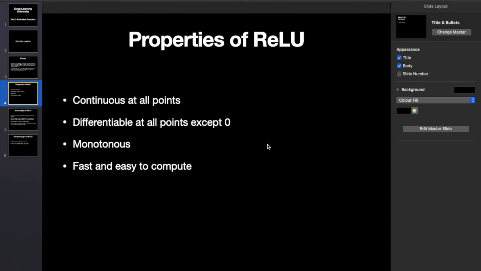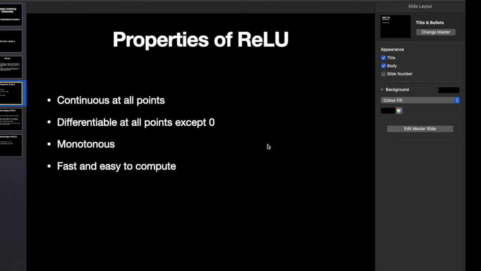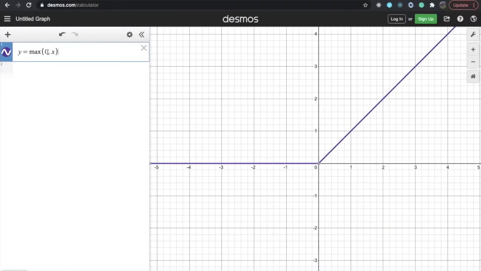And the last property of ReLU is that it is fast and easy to compute. As you can see, the ReLU function just computes the maximum of 0 and x. It is really fast. It does not have to deal with any of the exponential terms which are used in the sigmoid or the hyperbolic tangent activation function.